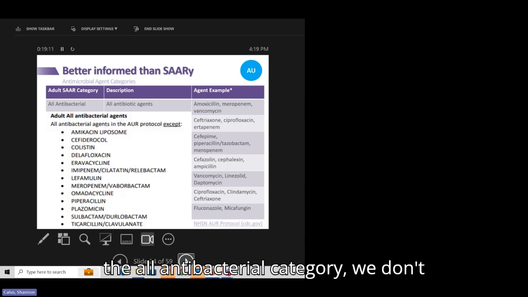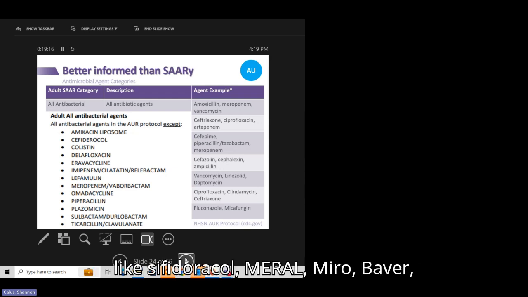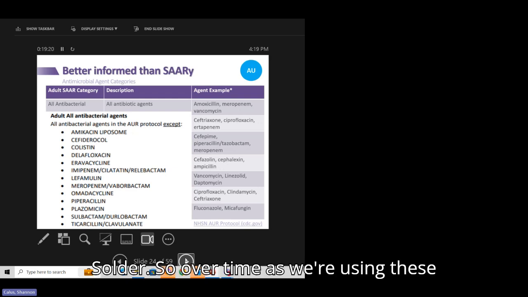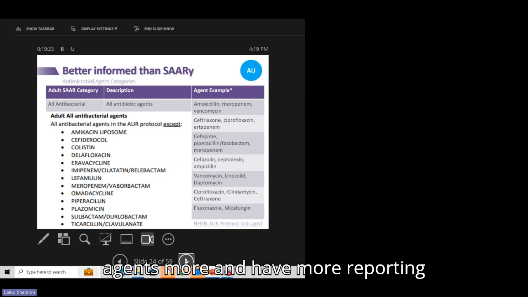Similarly, when we look at the all antibacterial category, we don't include some of our newer agents, things like cefiderocol, Emblaveo, Meropenem-vaborbactam, Zosurabalpin. So over time, as we're using these agents more and have more reporting happen, I would expect that they'll be included in these SAR reports.